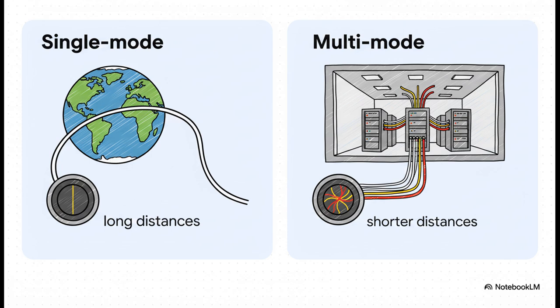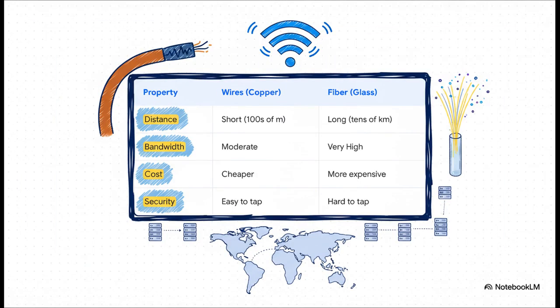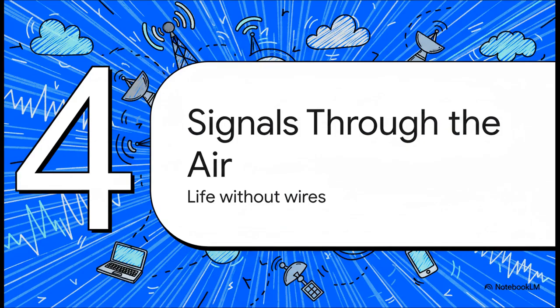But for shorter runs, like wiring up an office building, a cheaper version that uses a simple LED works just fine. There's a tool for every job. So when you put them side by side, it's really a story of trade-offs. Copper is way cheaper for short hops, no question. But if you need massive bandwidth, long distances, and better security, fiber is the undisputed champion. I mean, it's a lot harder to tap into a beam of light than it is to tap into an electrical signal.